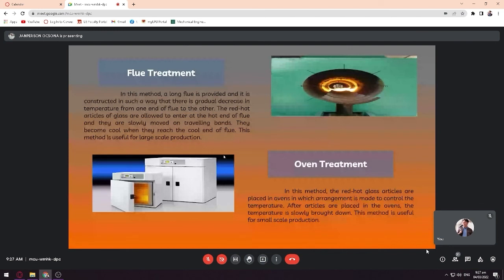Next type is oven treatment. In this method, the red hot glass articles are placed in ovens in which arrangement is made to control the temperature. After articles are placed in the ovens, the temperature is slowly brought down. This method is useful for small-scale production.